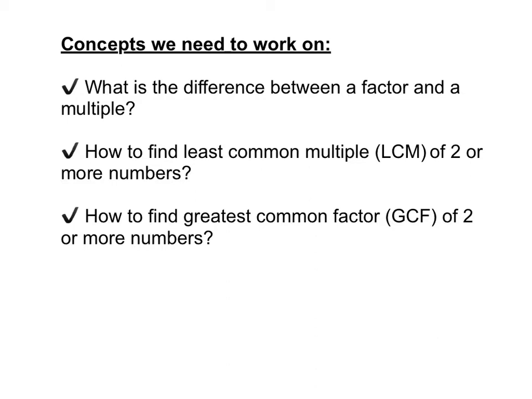So the first thing is, what is the difference between a factor and a multiple? I don't think we know what a factor is, and I don't think we know what a multiple is. And then after we know that, how do we find least common multiple, or LCM, of two or more numbers? We're also going to work on how to find the greatest common factor, or GCF, of two or more numbers. This video is going to go through all three of these points.